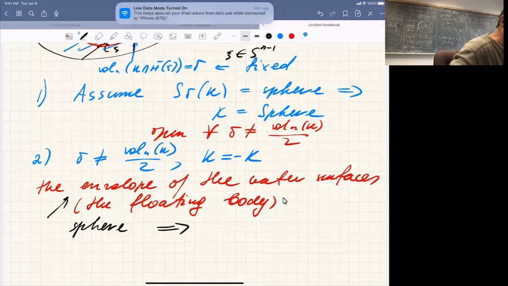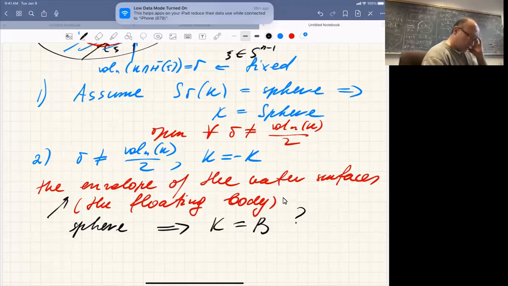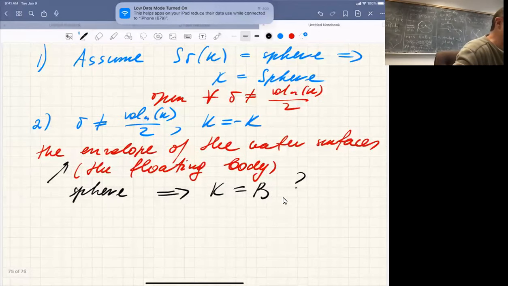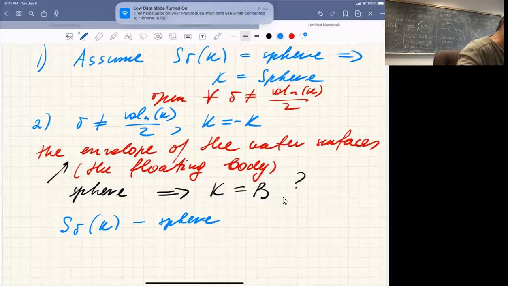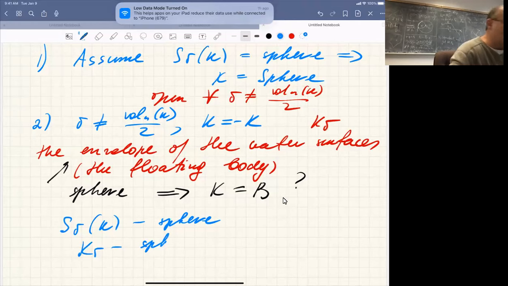Does it follow that K is the Euclidean ball? Again, you have 2 questions. Both are open except in the cases I mentioned. And this is very interesting. So even if you assume that both conditions hold, that S delta of K is the sphere, and let me call this envelope K delta, this is the standard notation, K delta is the sphere, both, okay? Does it follow that K is the ball? I don't know.